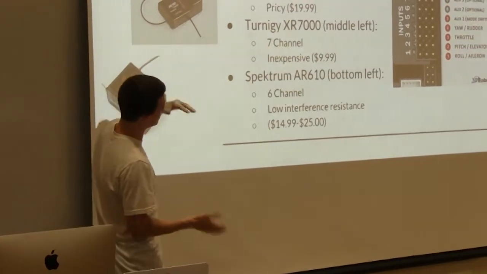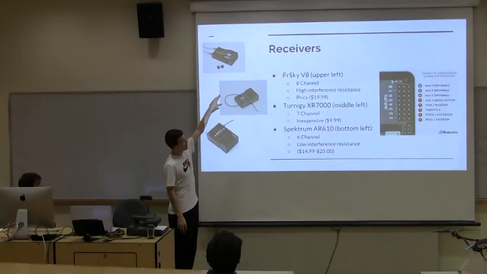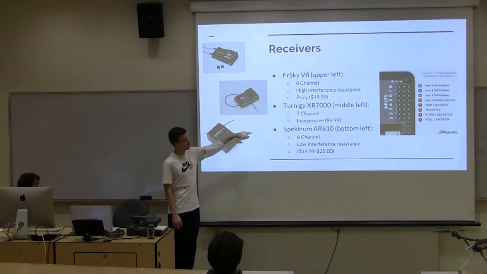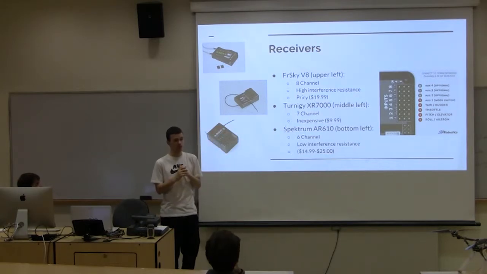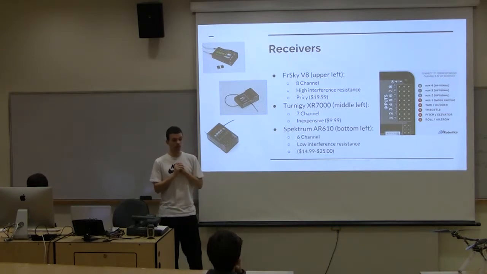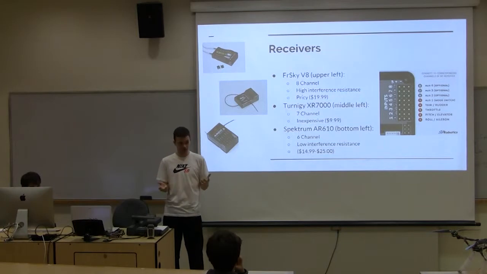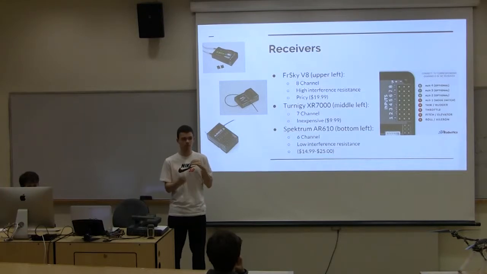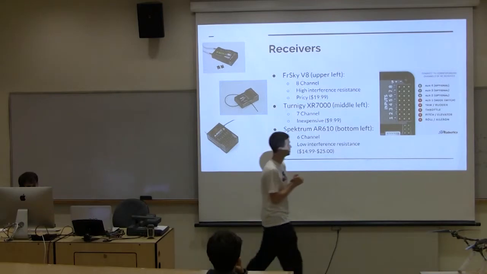So there are positives and negatives to look at. The FrSky has a very high interference resistance, meaning that you're probably not going to lose connection ever. However, the Spectrum has a low interference resistance, so if you're flying in high traffic areas, you might lose your connection with your receiver, which is bad. So those are some things to look into when you're looking for your receiver.